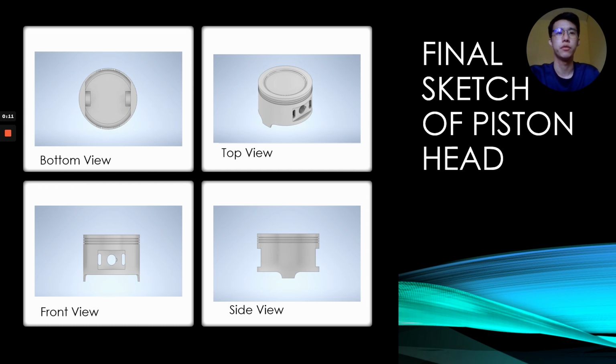Today I would like to present the result discussion for our project. The first one is the final sketch of the piston head, which was drawn by my group member using SolidWorks. So these are the 4 different types of view of our piston head. The first one is the bottom view, the second one is the top view, then the front view, and lastly the side view.